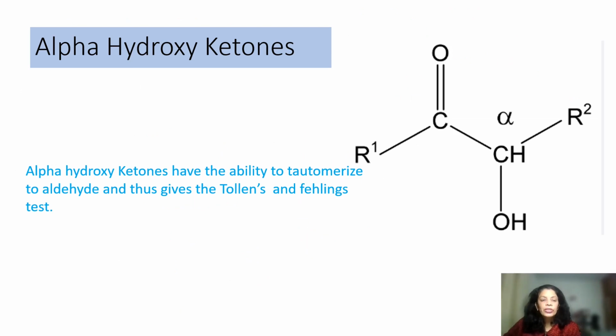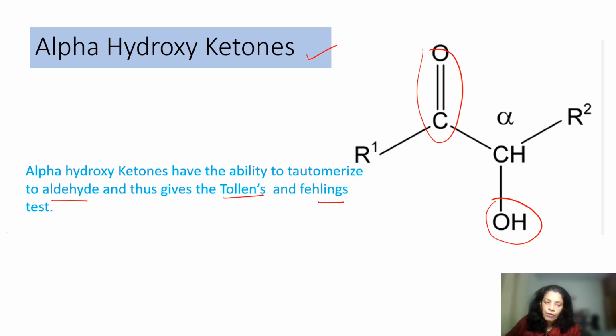Now let's see the structure of alpha hydroxy ketone. This is your functional group, the ketonic group, and the carbon atom next to the functional group is the alpha carbon atom. The hydroxyl group attached to the alpha carbon atom makes it alpha hydroxy, and this is your ketonic group. So this alpha hydroxy ketone has the ability to tautomerize to an aldehyde, and that is why it is able to give the Tollens test as well as the Fehling test. This is the only ketone which is capable of giving the Tollens and Fehling tests.